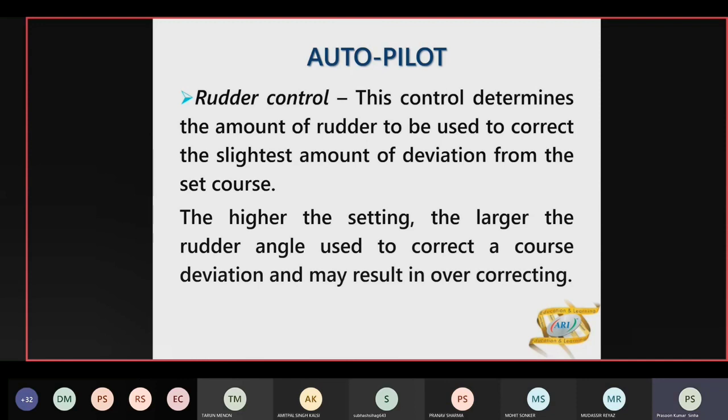अगर लाइट कंडीशन में ज्यादा रख दिया तो थोड़ा सा हिलाने कि ज्यादा रडर अप्लाई हो जाएगा, तो करेक्शन तो होगी और ओवरशूट कर जाएगा दूसरी तरफ. So this will keep on happening. It will result in inefficient steering. So it should be optimally adjusted for the loading condition and seeing the behavior of the ship. So this is rudder control. The amount of rudder to be applied for a slight bit of change in the heading or deviation from the set course.